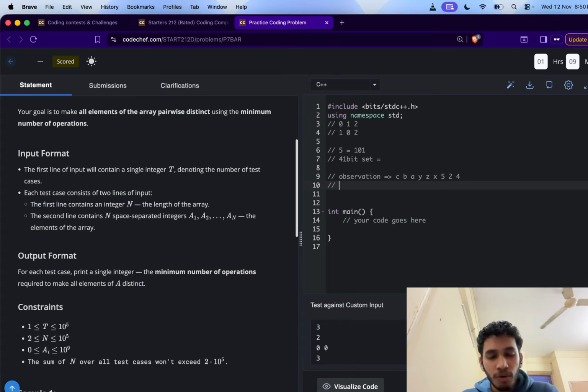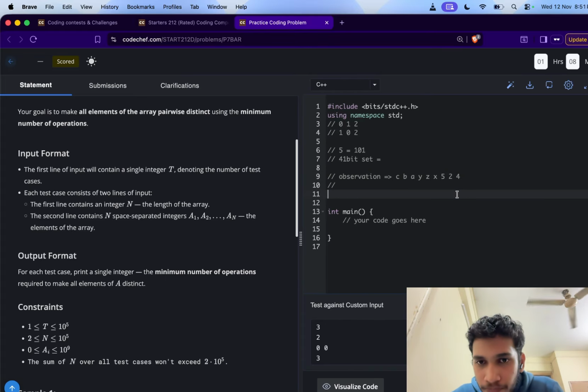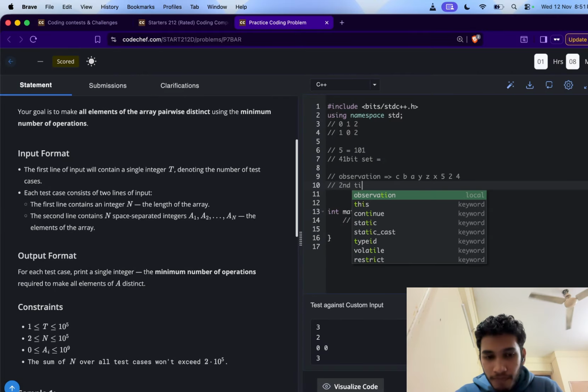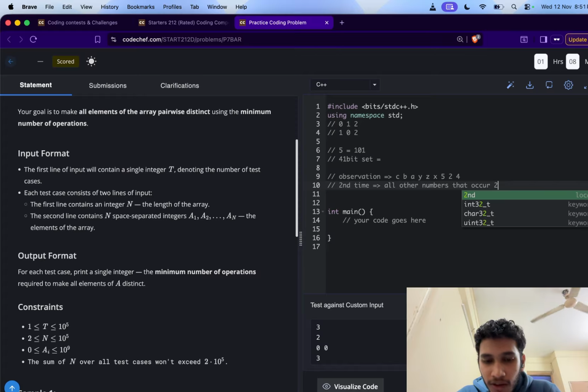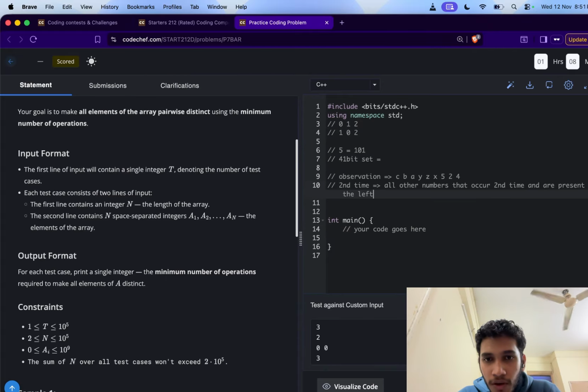So what about the implementation? And what is the minimum number of operations required? Understand this thing. If a number occurs the second time, seeing from the right, all the other numbers, not this same number, that occur the second time and are present to the left of it are resolved. Am I correct?